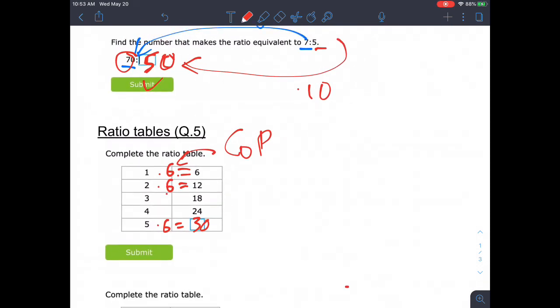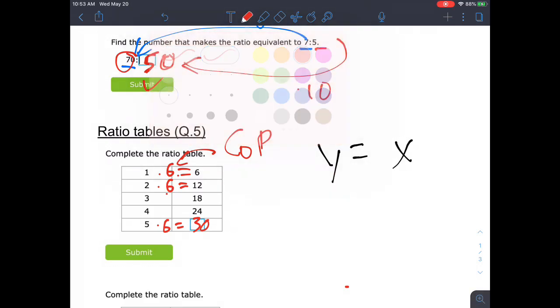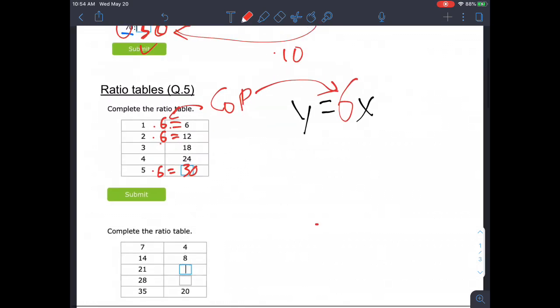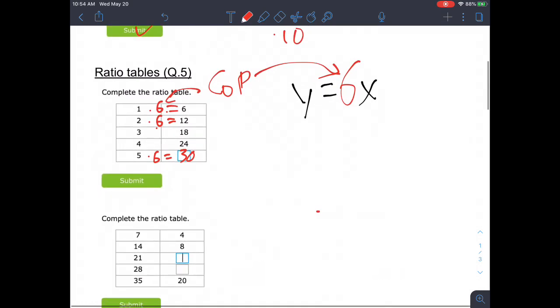I know that nobody is really asking for this, but if you were to write this as an equation, it would just be y equals 6x. Our constant of proportionality is just the number that goes right there. Okay, so that can be really easy and straightforward. As you go further into these problems, they're going to get a little bit trickier, and they're going to have multiple boxes to fill in.